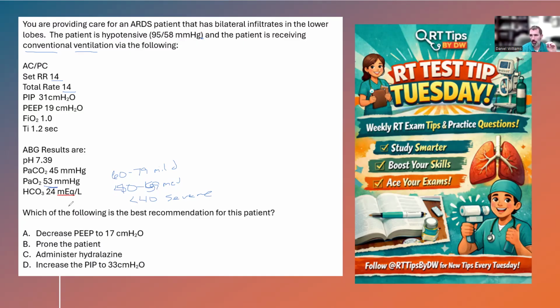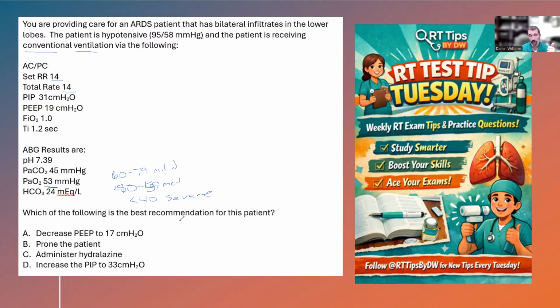So down here, when we look at the question, it says, which of the following is the best recommendation for this patient? Well, now as the test taker and the respiratory therapist that we're going to be, we have to determine, why do I need to make a recommendation?